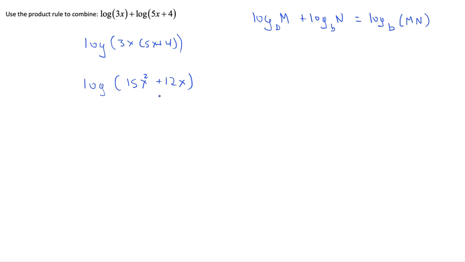Just a little note here: you don't necessarily need the parentheses around here, but it's a good idea to put them, because sometimes when you write it like this, it's a little bit misleading. Some books or some people may think, oh, this is log of 15x squared, and then the 12x is just added to this. So it's a good idea to put parentheses, especially if there's multiple terms in the argument.